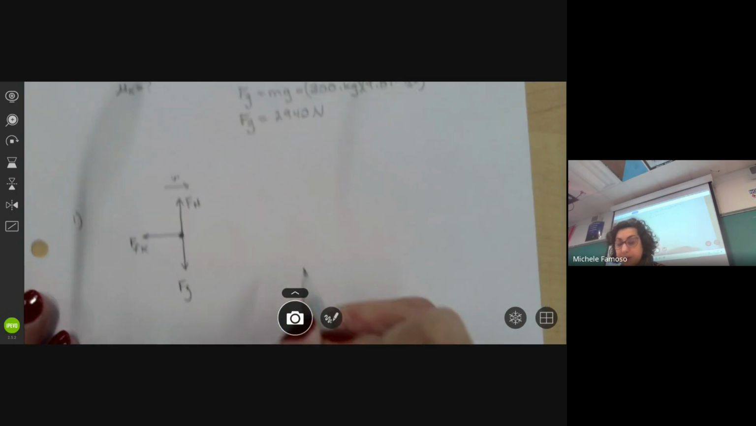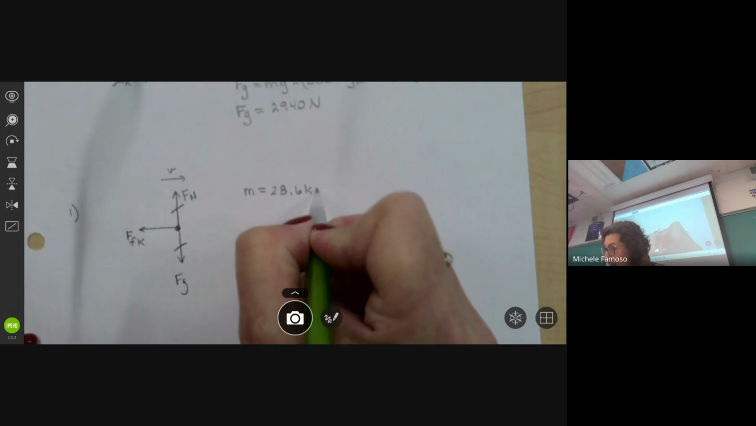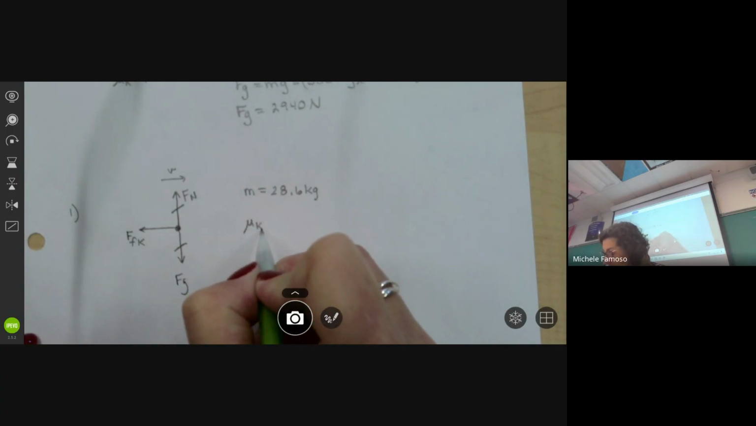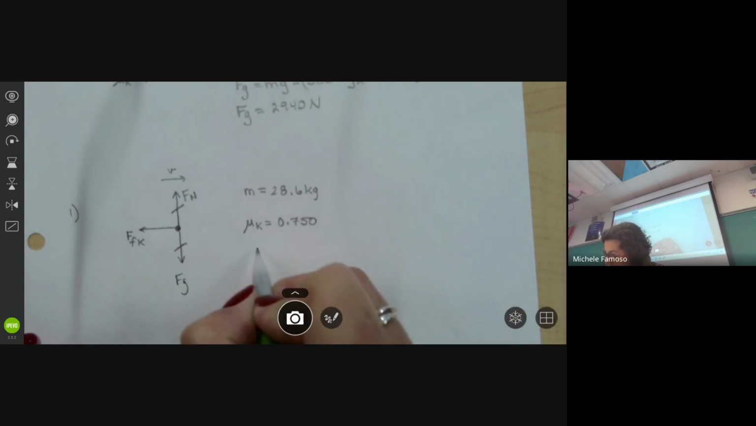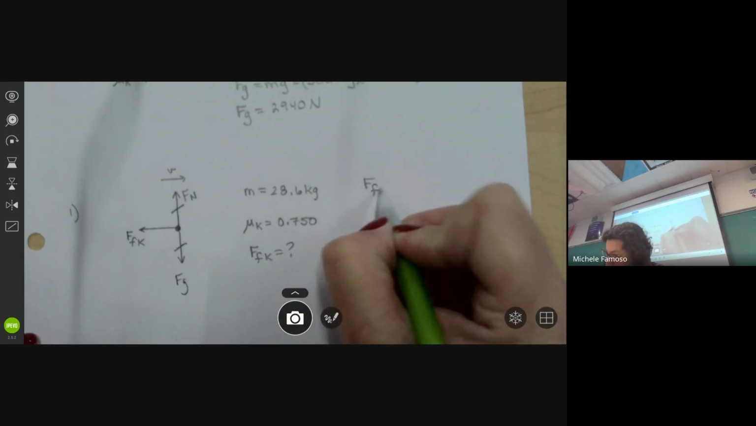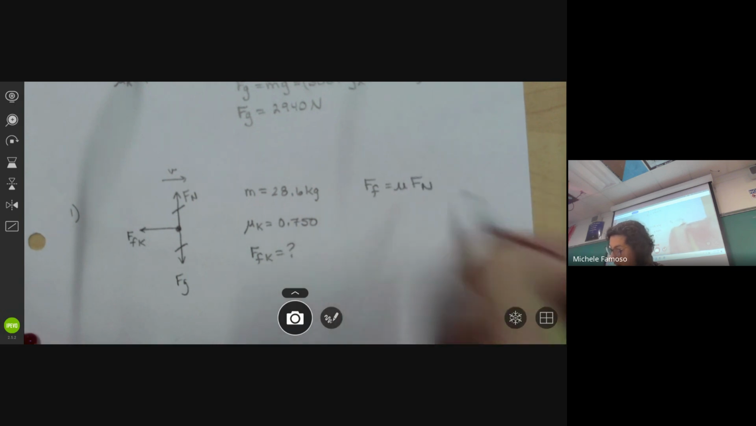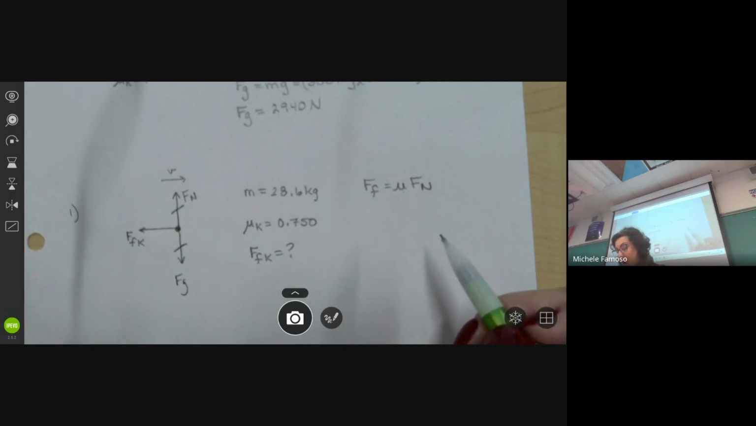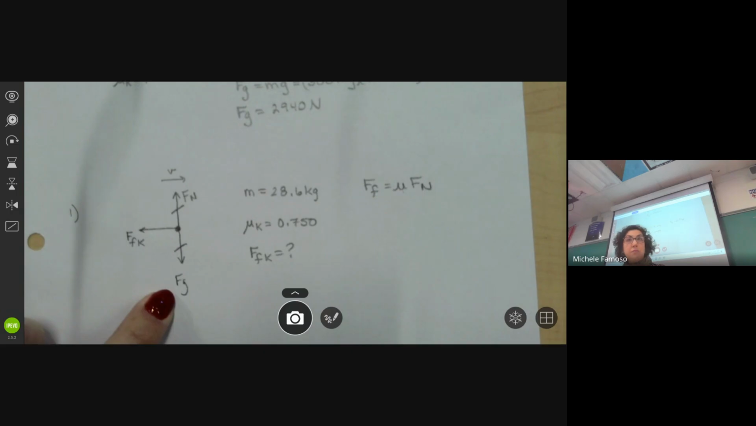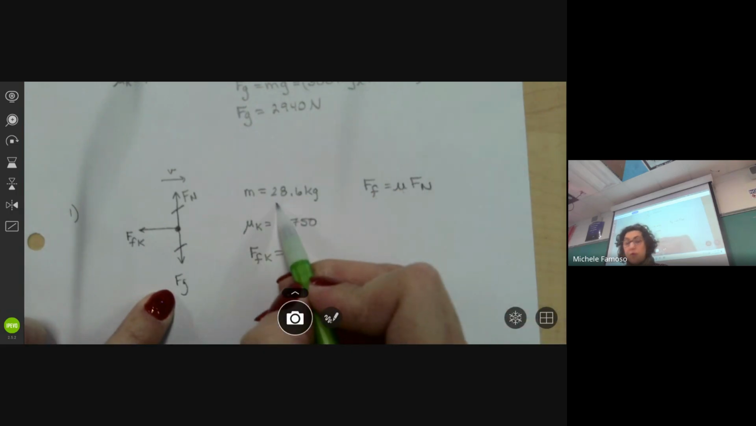What do I know in this problem? I know those two forces have to balance out because it doesn't accelerate up or down. I know the mass of this crate is 28.6 kilograms, and I know the coefficient of kinetic friction is 0.750. I'm asking you to find that force of kinetic friction. To do that, we use Ff is mu Fn. Well, I have the mu, but I don't know the Fn yet. But I do know that Fn balances Fg. I don't know Fg yet, but I do know the mass.